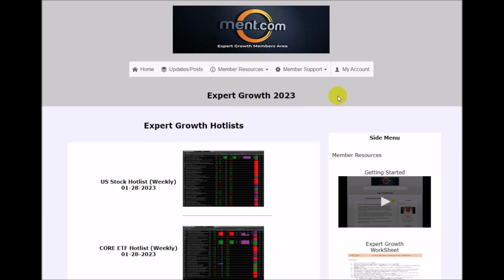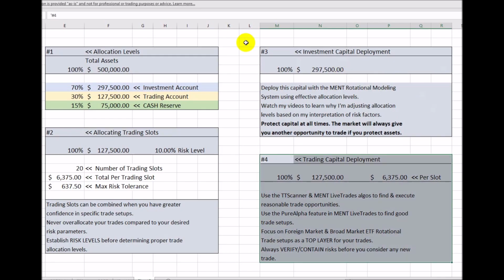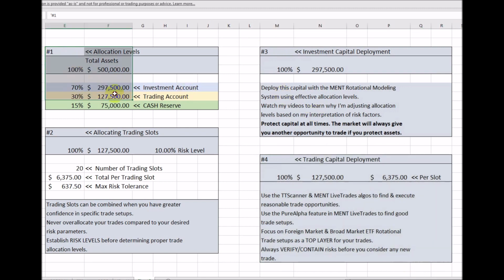So ideally, what happens again, ladies and gentlemen, is we have a top layer, which is the investment modeling system. And then we have a bottom layer, which is the trading system that allows you to take your own trades. And what I'm teaching you to do is to understand how to trade more efficiently by managing risk, seeing what's coming, and protecting your capital.